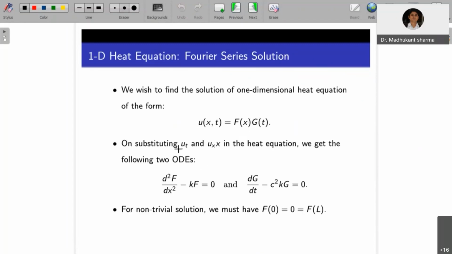So on substituting, you will have the following two equations you have seen yesterday. For non-trivial solution, you must have f(0) is 0 and f(L) is 0. So that can be verified, because u(x, 0) is f(x), at t equals 0. I hope that also has been discussed. u(x, 0) is f(x).